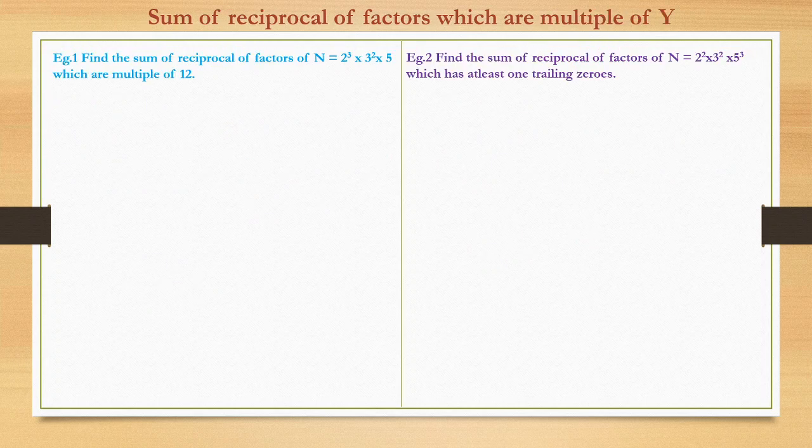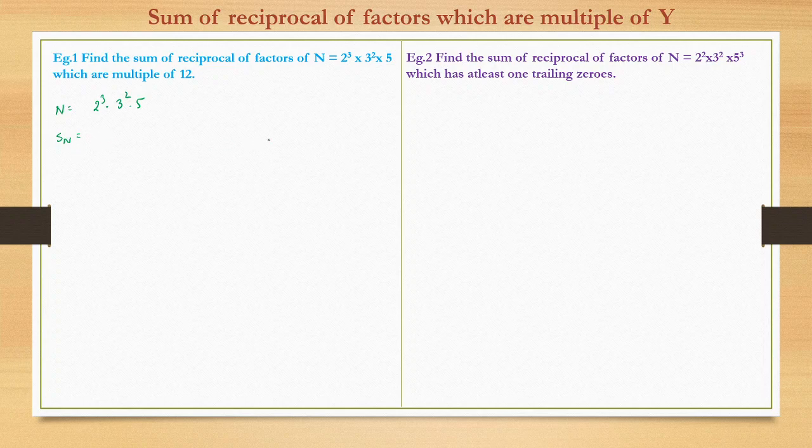Now, next question on similar lines. I mean if you have understood the concept, we can even solve this question without much effort. Here 2 raised to power 3, 3 raised to power 2 and 5 is the number. Now we have to find the sum of reciprocals of factors which are multiples of 12. Now first assume what would have been the answer if the question was to find the sum of the factors which are multiples of 12.